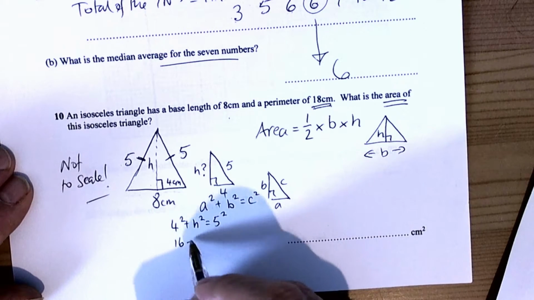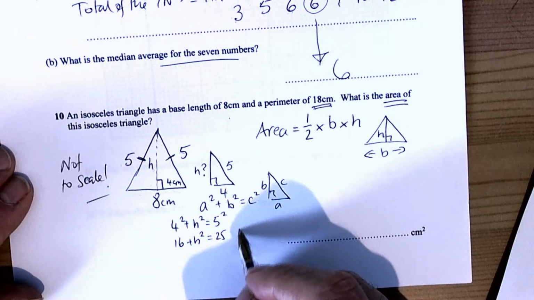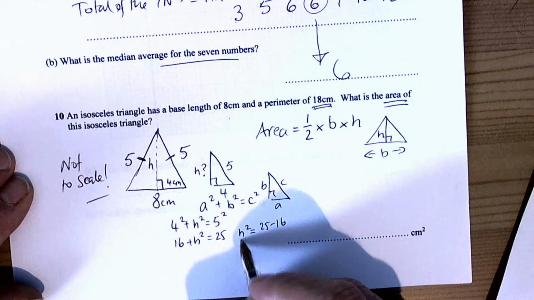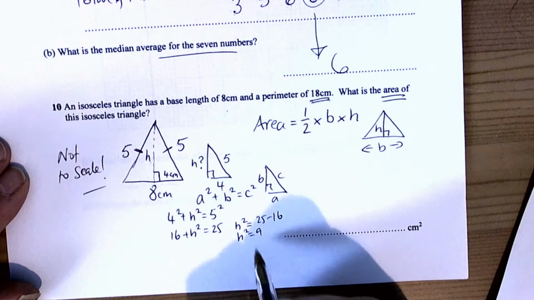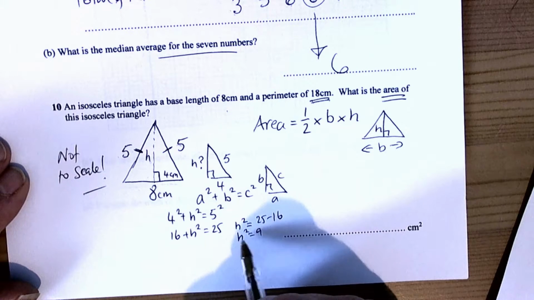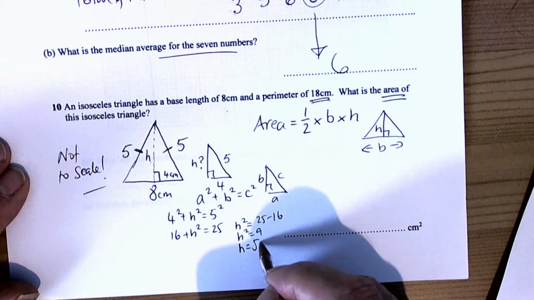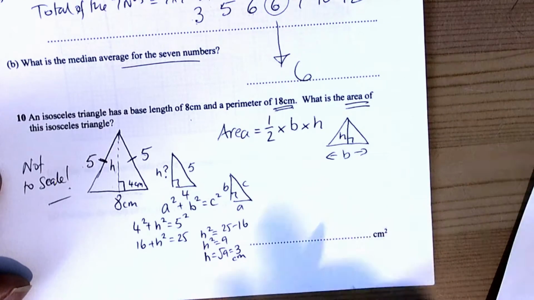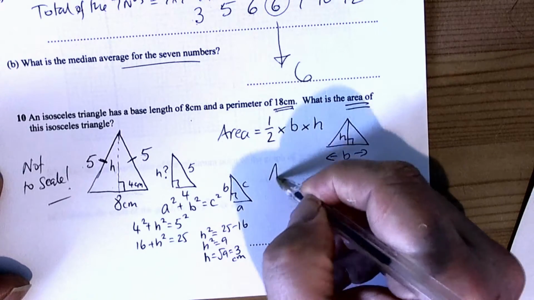So 16 plus h squared equals 25. So h squared must equal 25 take away 16. So h squared is worth 9. And what we need to remember with Pythagoras is that when we want to get the actual length, we know the square of it, so we do the opposite of squaring to get the actual length it started from. So h is going to be the square root of 9, which in this case will be 3 centimeters. So now we know what the height of the triangle is. We can go to the formula for the area of a triangle.